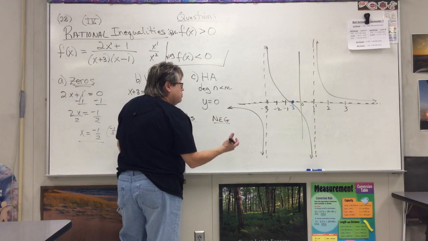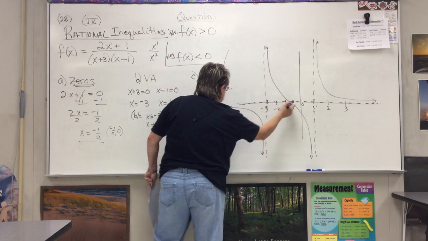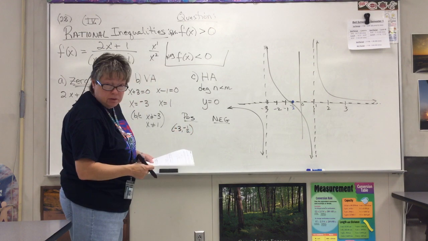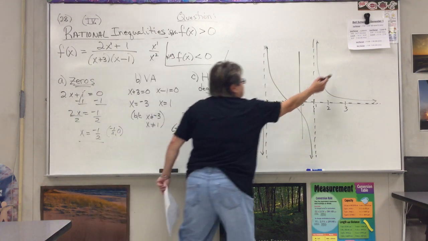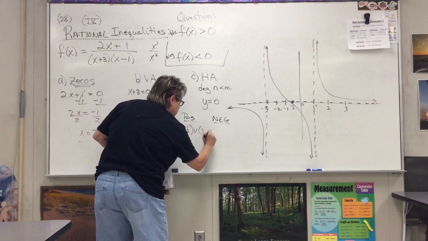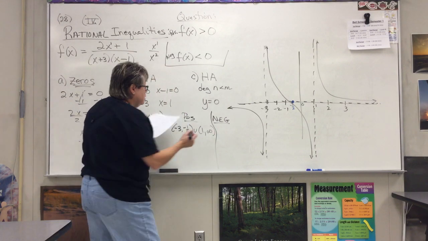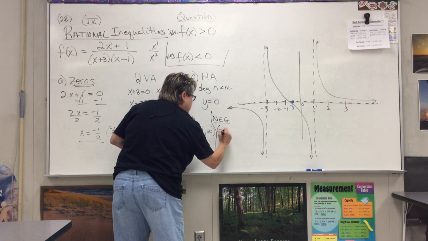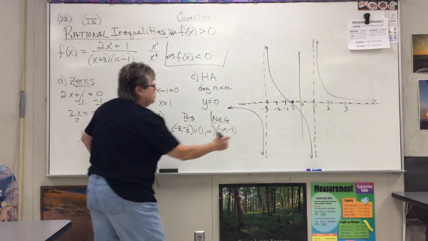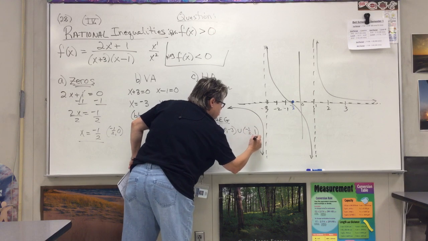All right, so where's that graph positive? Well, it's above to here. So from -3 to -1/2. Okay, are you positive anywhere else? Okay, yes. Over here, I'm positive from 1 to infinity. Okay, now where's your graph negative? Okay, down here. So from -infinity to -3. Okay, where else is your graph negative? Down here. So from -1/2 to 1.